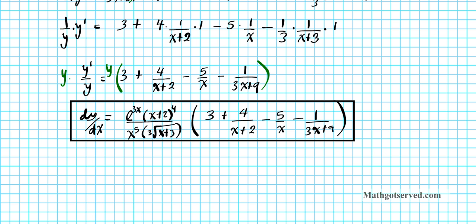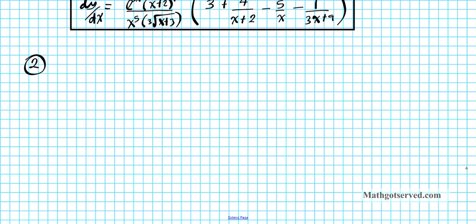Example 2, we have the function y equals 4x to the x to the 4th. You have to find y prime.